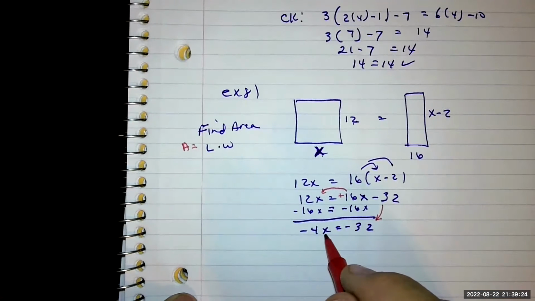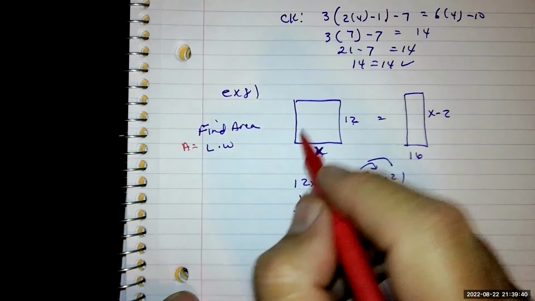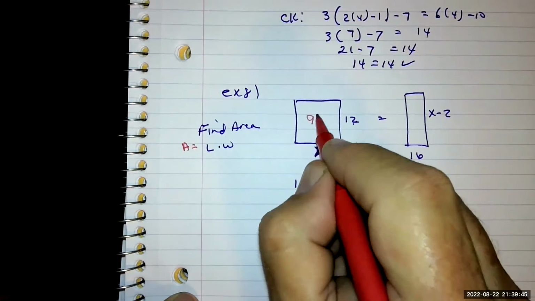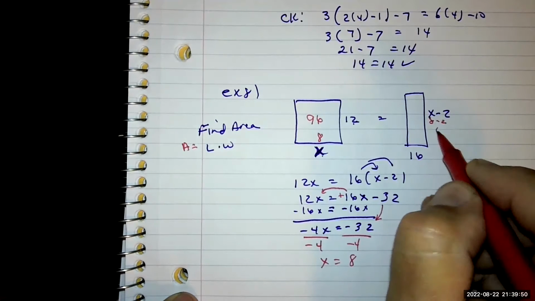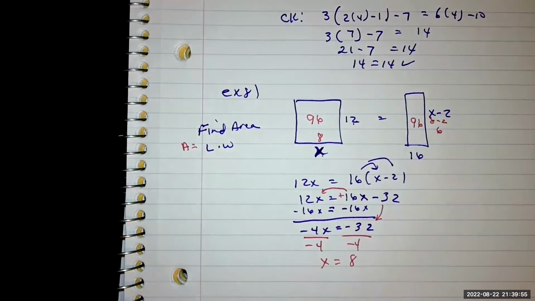Now, my variable is X. What's being done to X? It's being multiplied by negative 4. So the opposite is to divide both sides by negative 4. So X equals, and when you divide that, you get 8. Now, 8 is my X value, right? So I can put an 8 here. Now I know length times width, this area is 96. I can put an 8 in here. 8 minus 2 is 6. 6 times 16 is 96. So they both balance. They're both area. For both of them to have the same area, our X value has to be 8.